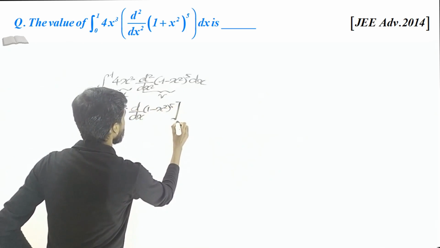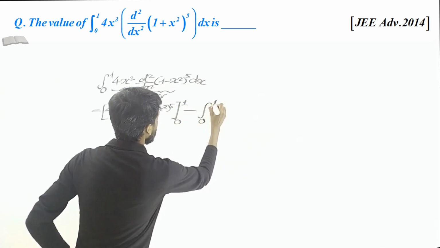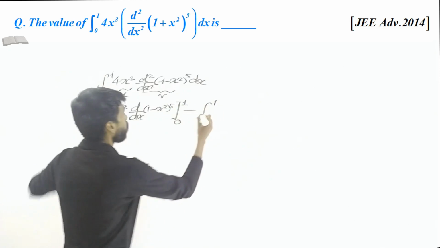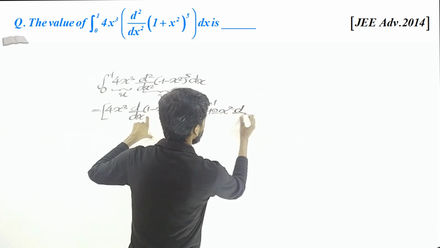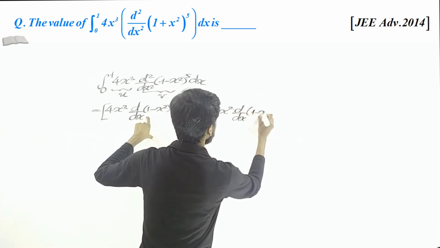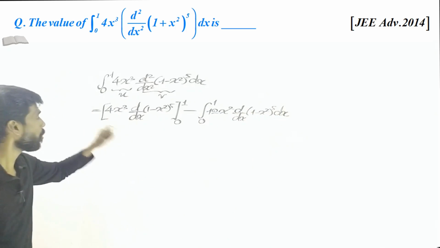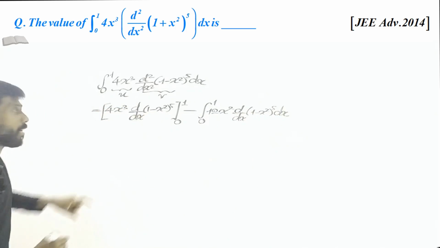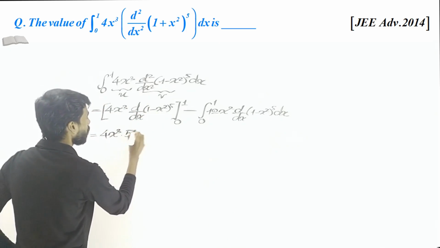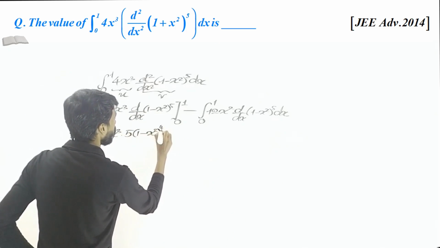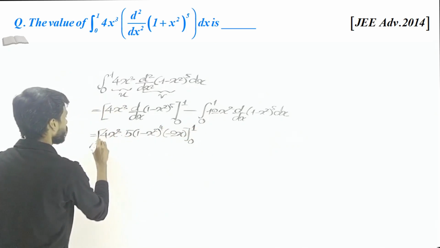The limit is 0 to 1, and the second term is minus the integration of du by dx, so that is 12x square, and this as it is, d by dx of (1 minus x square) to the power 5 dx. Now we have to substitute the limit. Before that, we find the derivative: 4x cube multiplied by 5 times (1 minus x square) to the power 4 multiplied by minus 2x, from 0 to 1. So this is the first term.